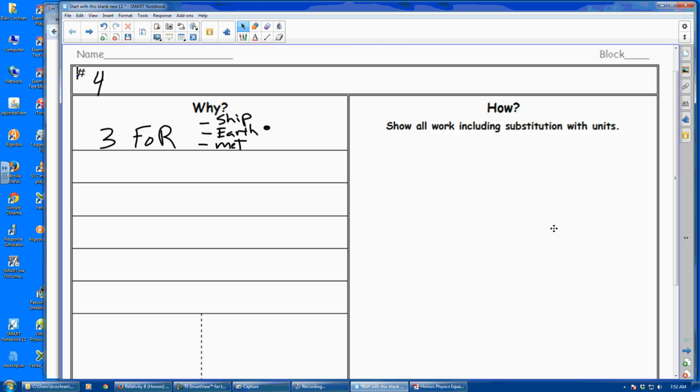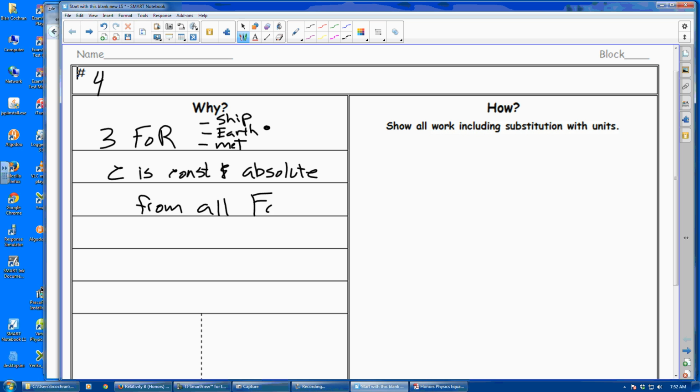What else do we need here in our Y? How about the speed of light is constant and absolute from all frames of reference. I think it's important to remember that absolute part, especially when we're dealing with relative velocities, because if we get an answer greater than c, we're in trouble. All right?